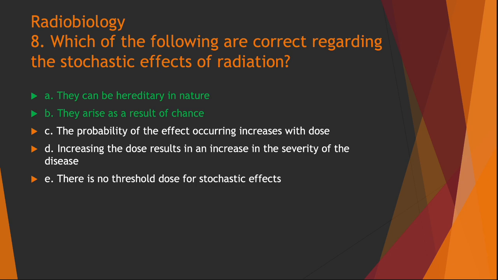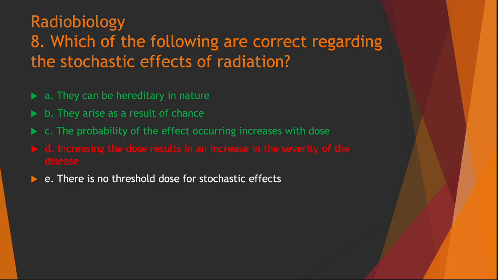Statement C, the probability of the effect increases with dose. Again true. Higher the dose, higher the probability that there may be a DNA or RNA involvement. Increasing the dose results in an increase in the severity of the disease. False. Why? Because since they are probabilistic, either the effect happens completely, yes, or completely no. So increasing the dose will have no role to play in the severity. Statement 5, there is no threshold dose for stochastic effects. Again true, there is no threshold dose. It works on the principle of probability.